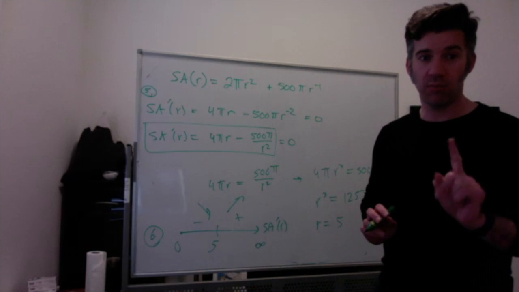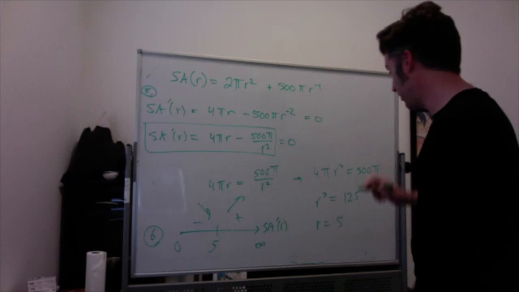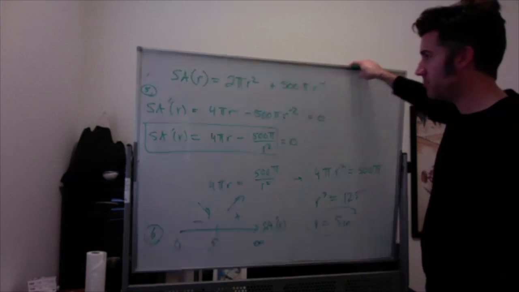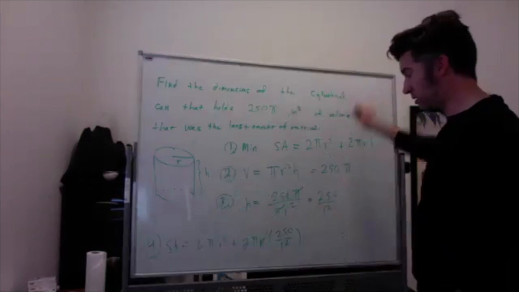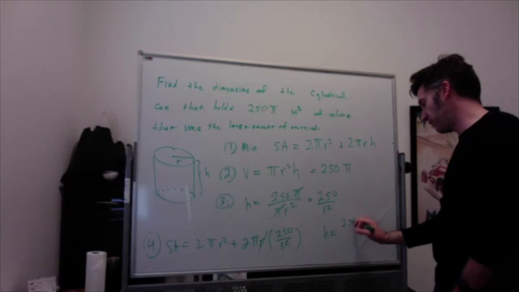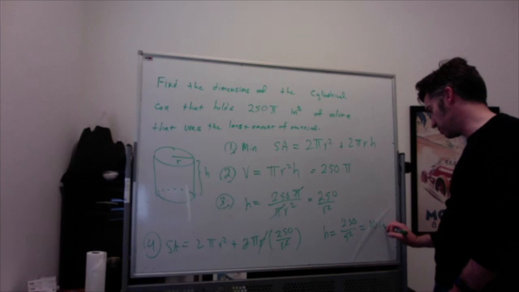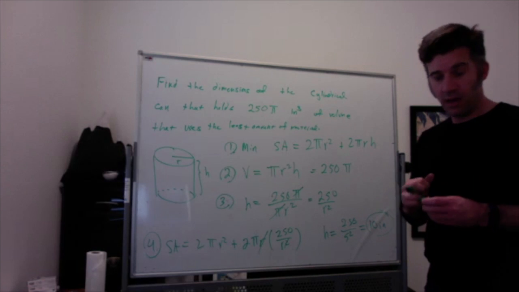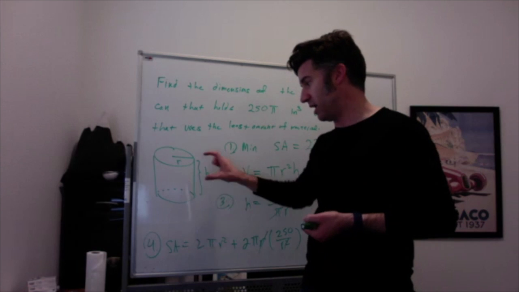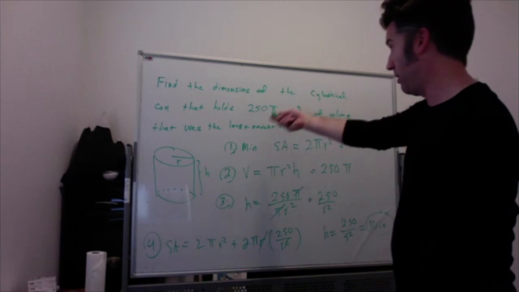We're not done. We're almost done. They asked us to find the dimensions, plural. We found that the radius was 5 inches. We need to go back and find the height. Let's see if there's an equation for height. So the height is going to be 250 divided by 5 squared, which is 250 over 25, which is 10 inches. So that's our answer. A cylinder with a radius of 5 inches and a height of 10 inches minimizes the amount of surface area for that amount of volume.